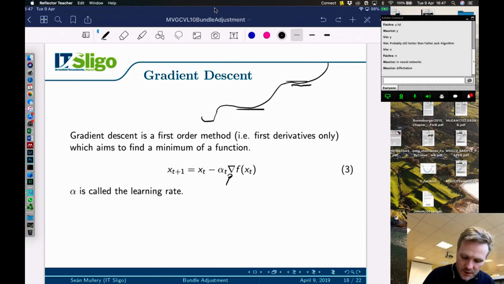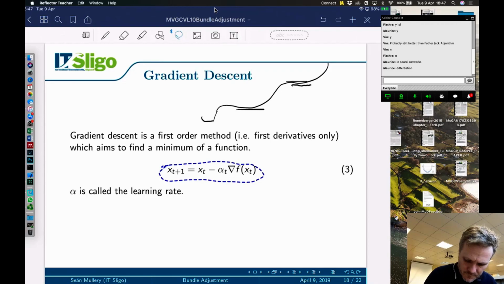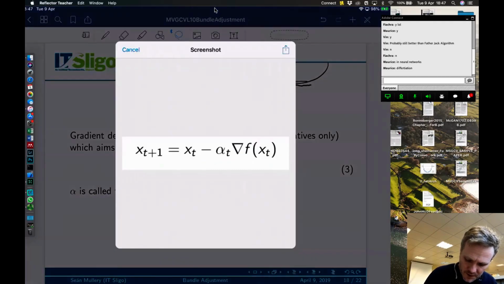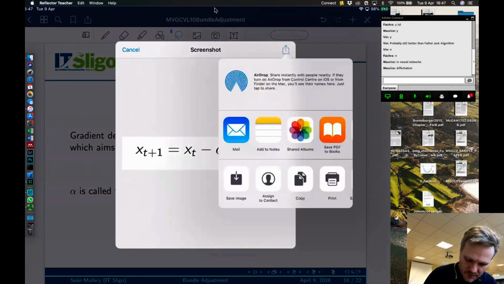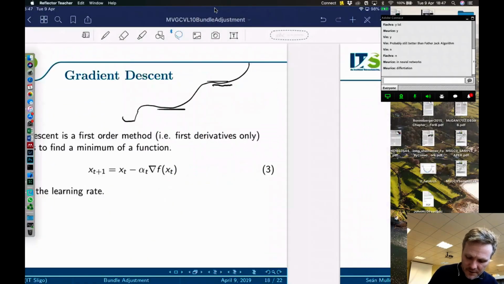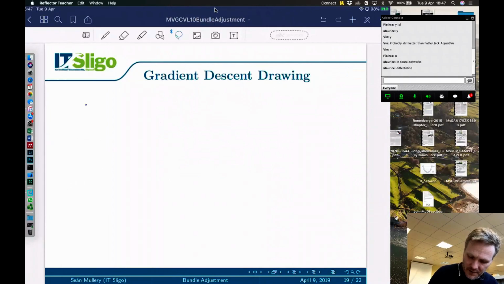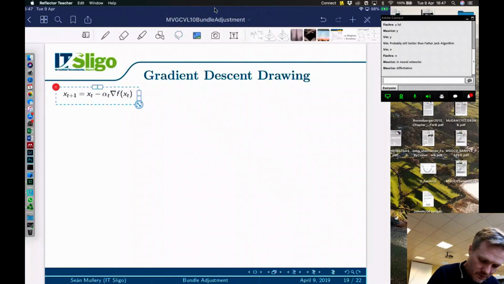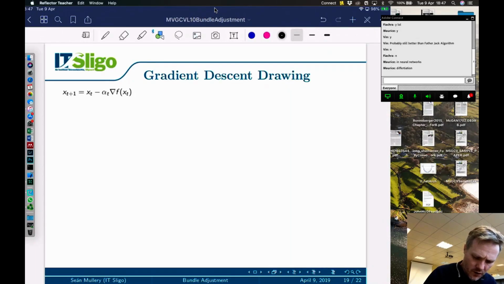So what I'm going to do here is copy my formula here so that we have it on the next slide. Alpha here is called the learning rate, and I'll explain what that is in a moment. Okay, so that's there. So what I'm going to do is draw a graph here, some description here.